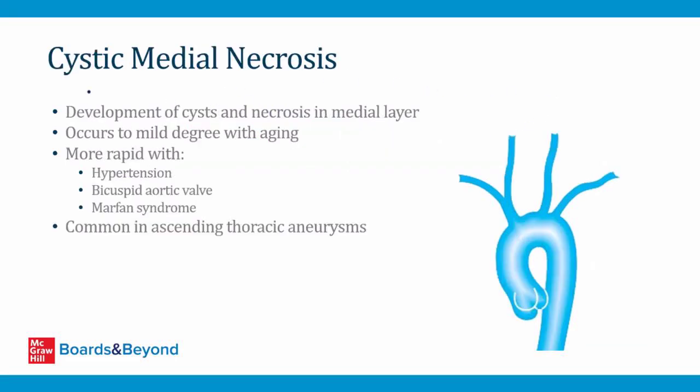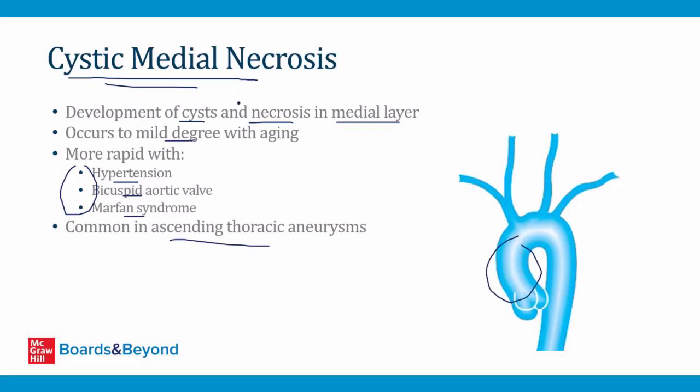It's high yield to know for the Step 1 exam that cystic medial necrosis is a pathologic process strongly associated with thoracic aortic aneurysms. So cystic medial necrosis gets its name because when this happens, the walls of the aorta develop cysts and necrosis in the medial layer. That's why it's called cystic medial necrosis. Everyone gets this to a mild degree with aging, but it occurs more rapidly in patients who have hypertension, bicuspid aortic valve, Marfan syndrome, and all these things are associated with thoracic aneurysms, as we just discussed. So commonly in patients who have ascending thoracic aortic aneurysms, aneurysms in this area, when you examine their aorta under the microscope, you will see evidence of this process.